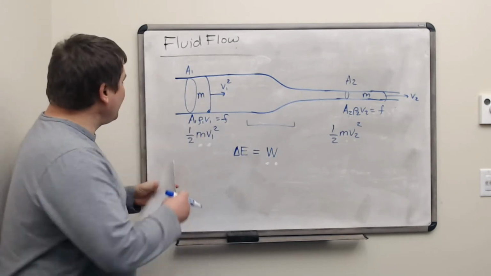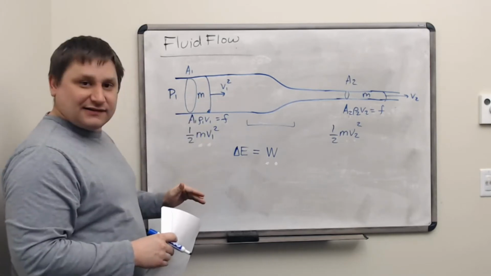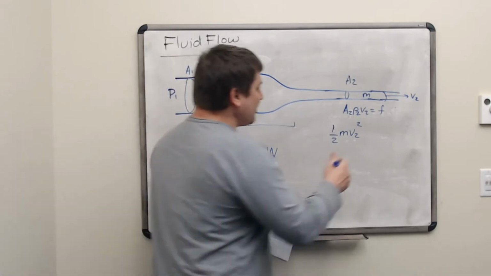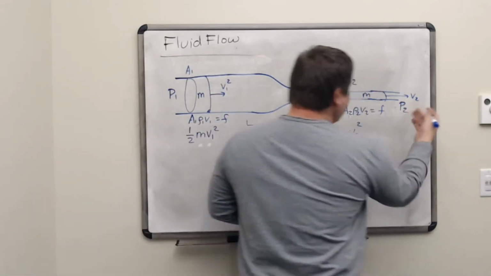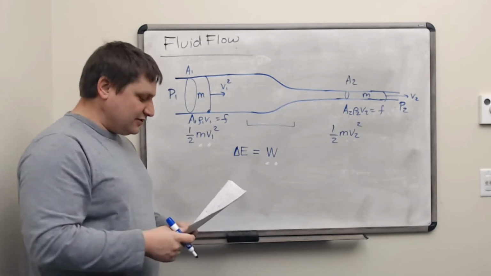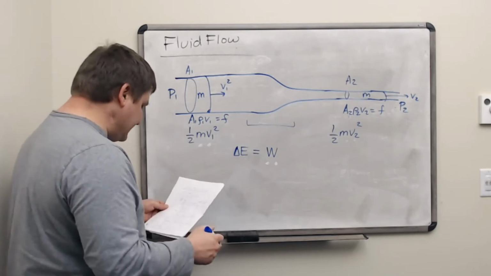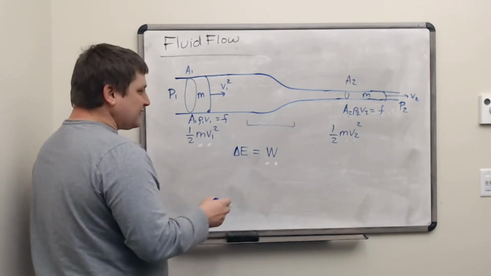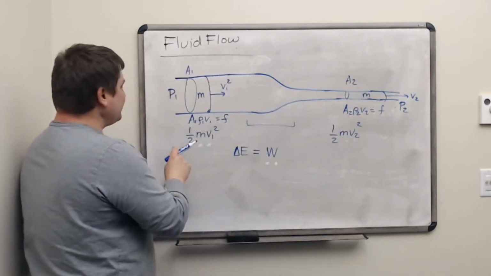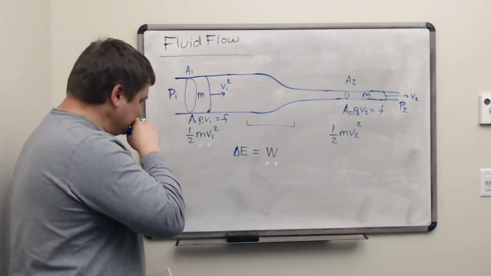So if there's a pressure over here, P1, that's going to push this mass to the right. And if there's a pressure P2 over here at the end, that's going to oppose the motion of this mass. It's going to force it to the left. So how do we calculate this work? Well, it's composed of two parts. As this piece of fluid moves all the way over here, it's going to feel a force from the left of P1.